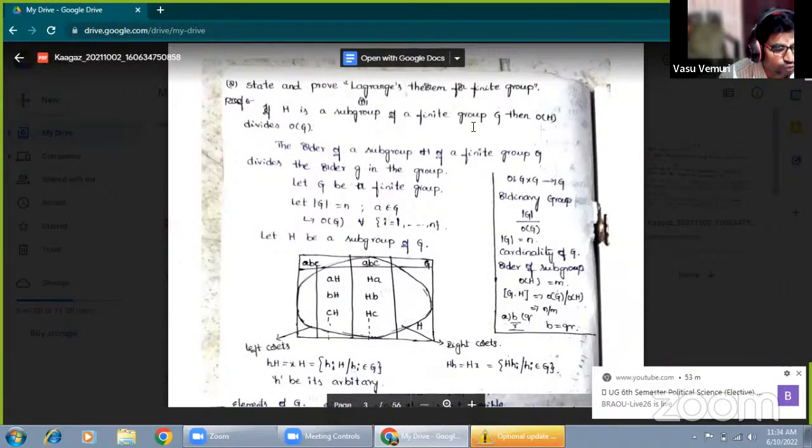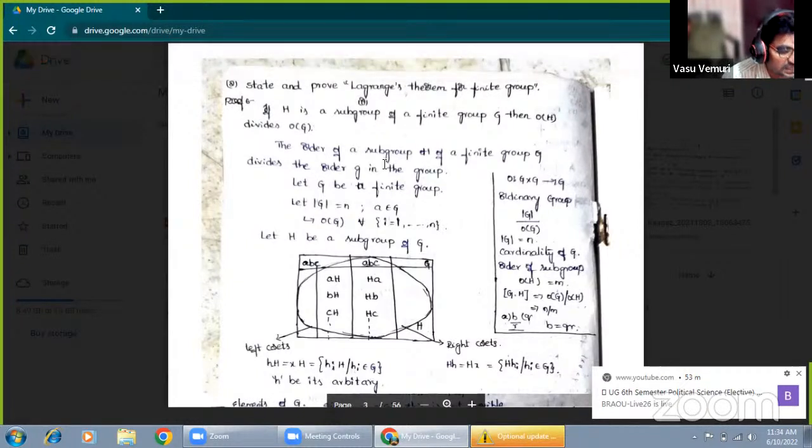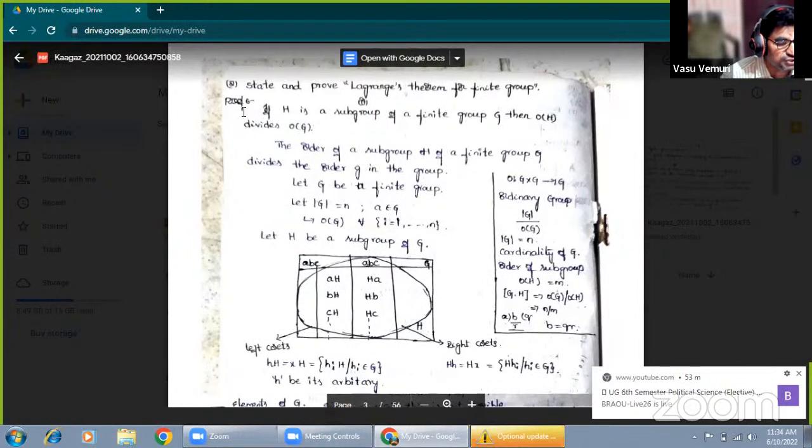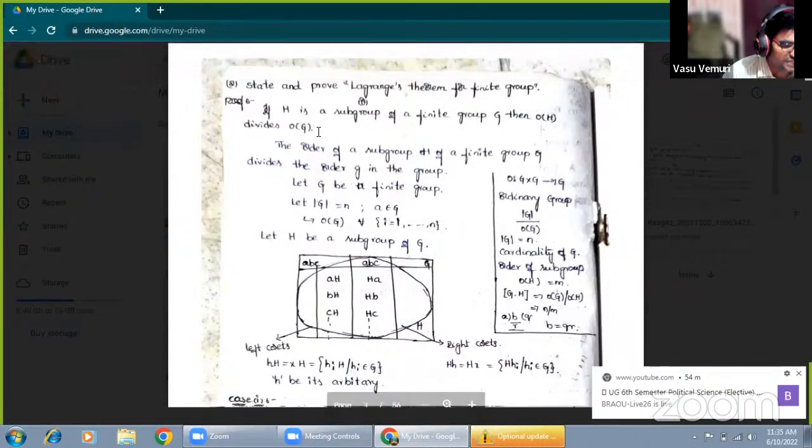Suppose H is a subgroup of a finite group G. G under multiplication is a finite group, and H, a subgroup of G, is given. Now the statement of Lagrange's theorem is: the order of a subgroup of a finite group G divides the order of the group. This is the statement, students, not the proof. If H is a subgroup of a finite group G, then the order of H divides the order of G.